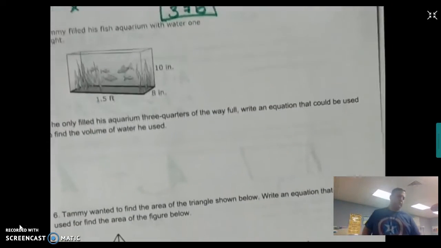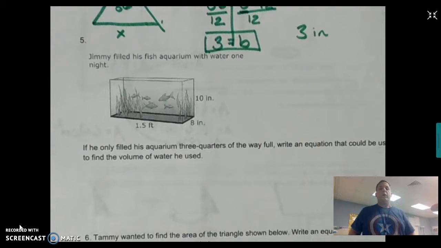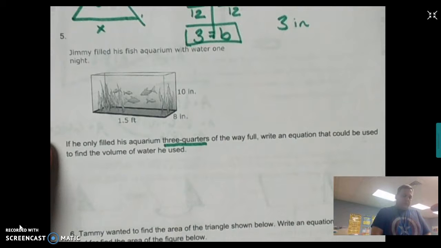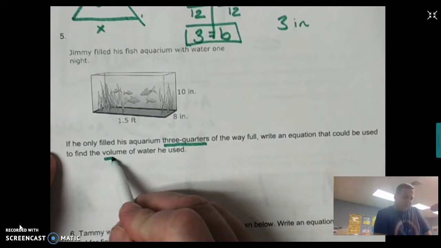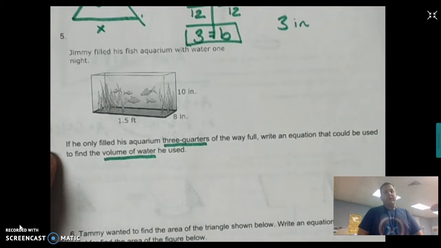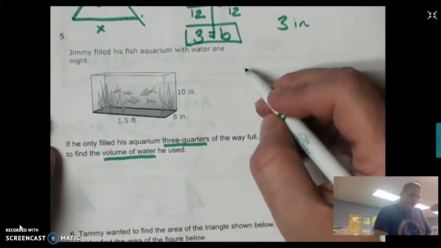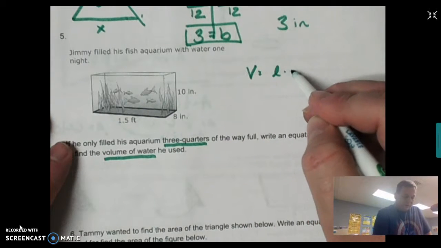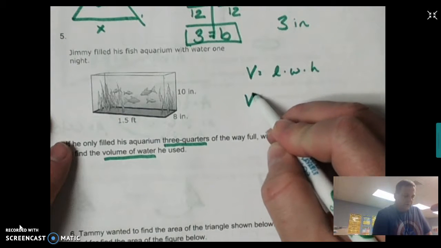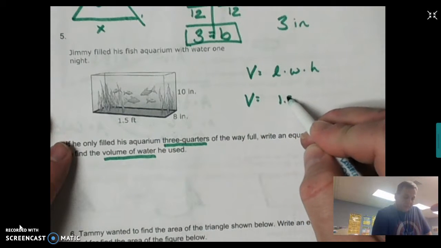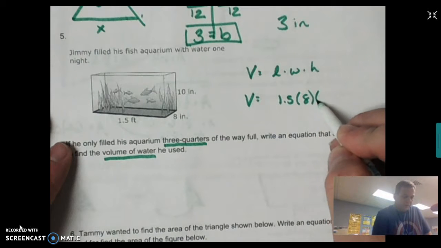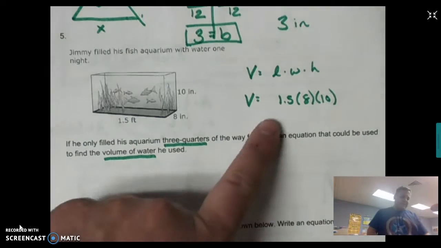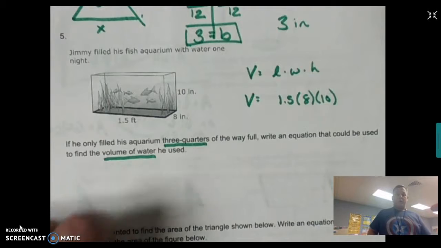Number 5. Jimmy filled an aquarium with water one night. Good for Jimmy. He only filled it 3/4 full. Alright? So now we need to find the volume of water, not the volume of the aquarium, the volume of water. To find the volume of the aquarium, we would do volume equals length times width times height. And let's go ahead and plug in. We don't know the volume. I'm going to call the length 1.5. I'm going to call the width 8. And the height 10. So length times width times height. That's going to give me the amount of water that the tank will hold.